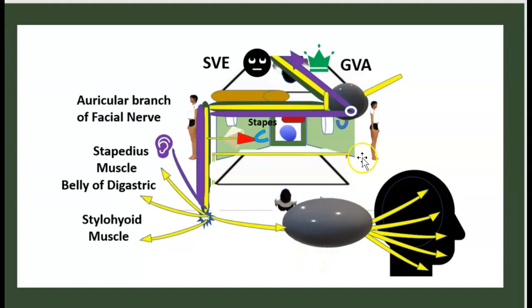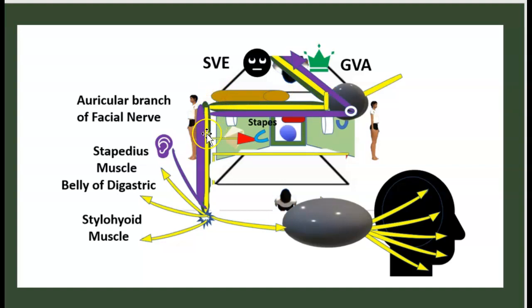Let's review. From the nucleus proper of facial proper, fiber are coming together with GVA until the geniculate ganglion. Inside the geniculate ganglion, GVA fiber synapse. But SVA fiber coming to the geniculate don't synapse. They go together until the pyramid.